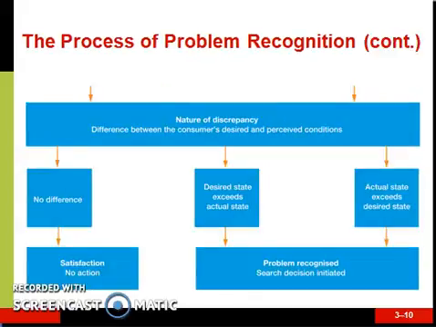Now comes the process of problem recognition. First is the nature of the discrepancy. If there is no difference, then the customer is satisfied. If the desired state exceeds the actual state, or the actual state exceeds the desired state, there will be a problem recognized and the search decision initiated.